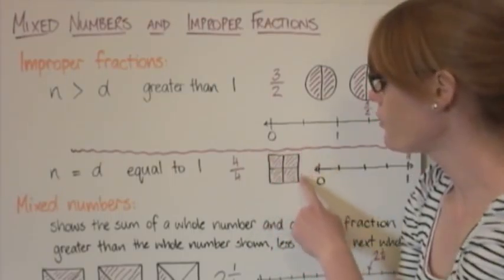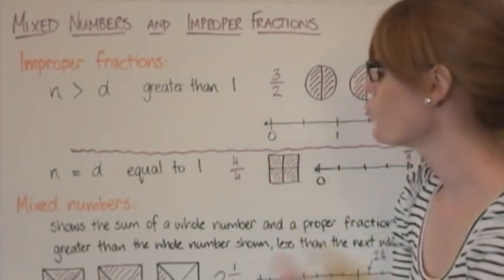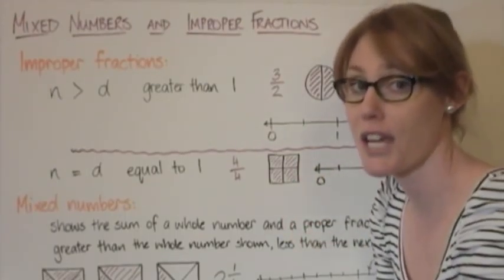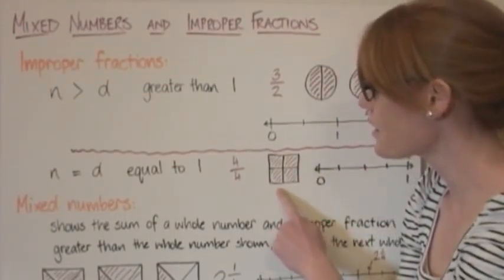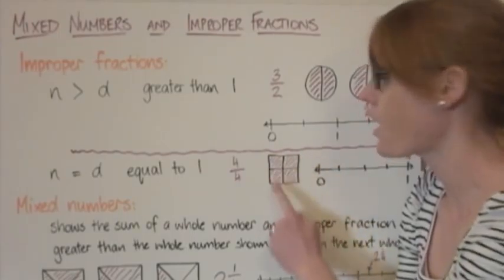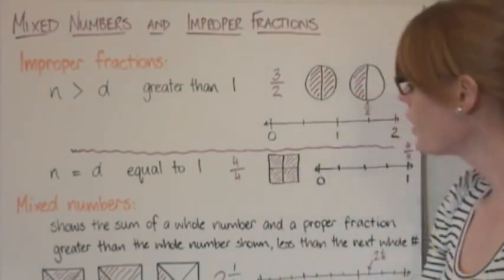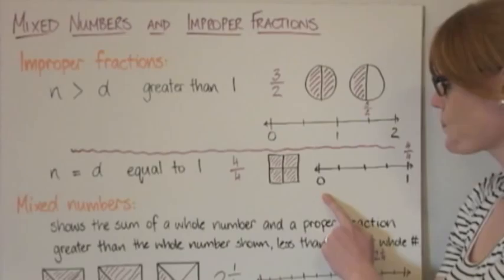Here it is modeled. We have 4 parts shown with 4 of those parts shaded. And we can see that it equals that whole part. It equals 1 whole.